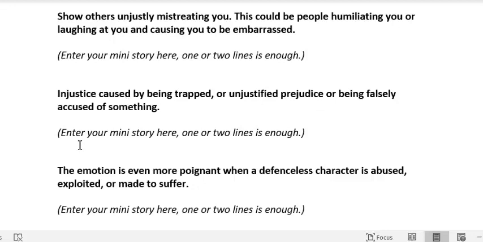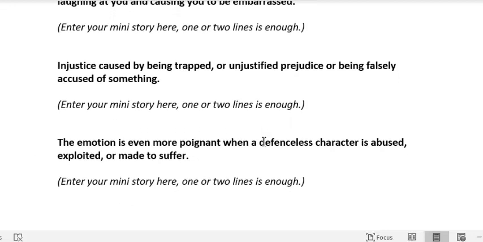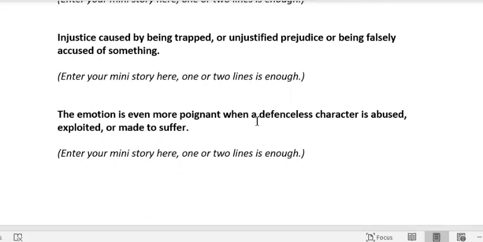Now, the emotion is even more poignant when a defenseless character is abused, exploited, or made to suffer. Did that happen to you in some way? Maybe in your childhood, or maybe in your first job, or anything like that. If that is the case, then I would like you to write your mini story here. Remember, you only need 5 of these.